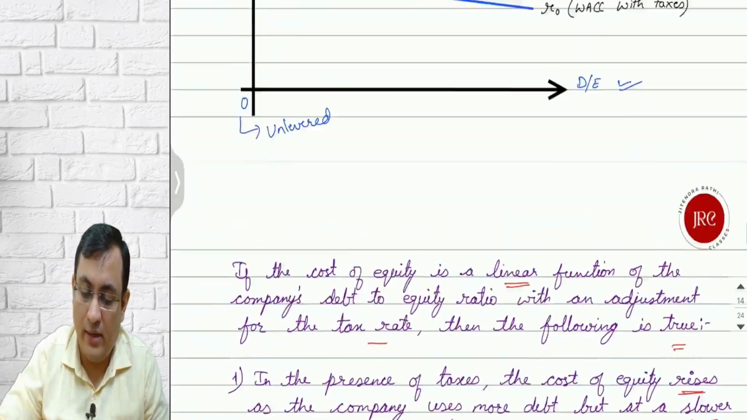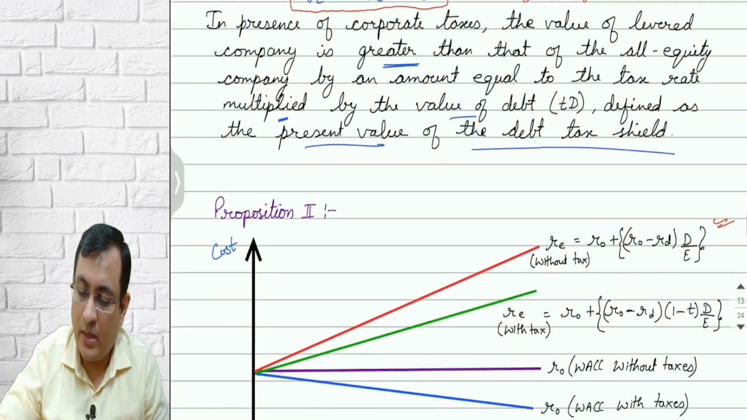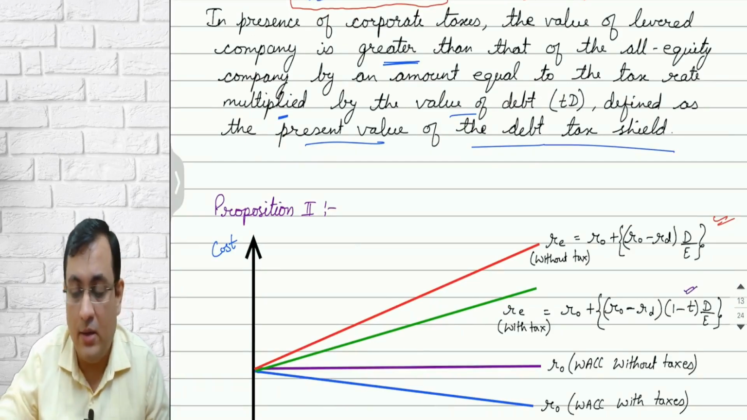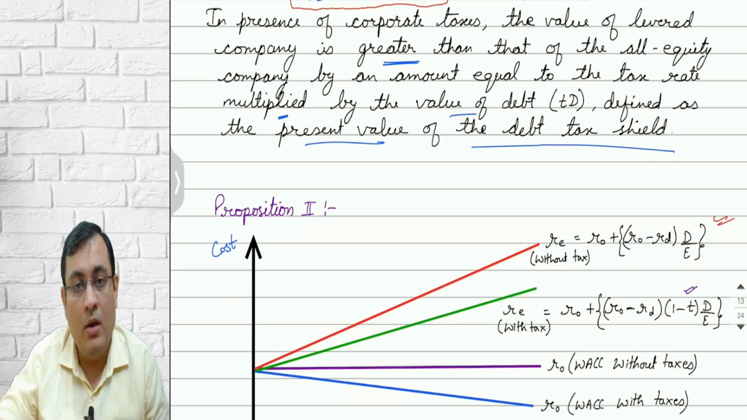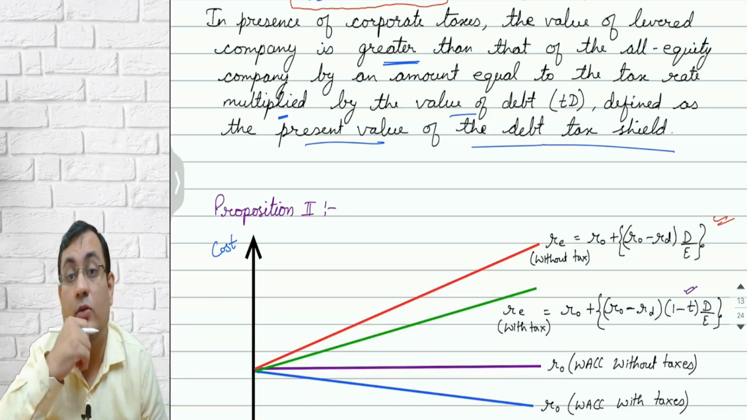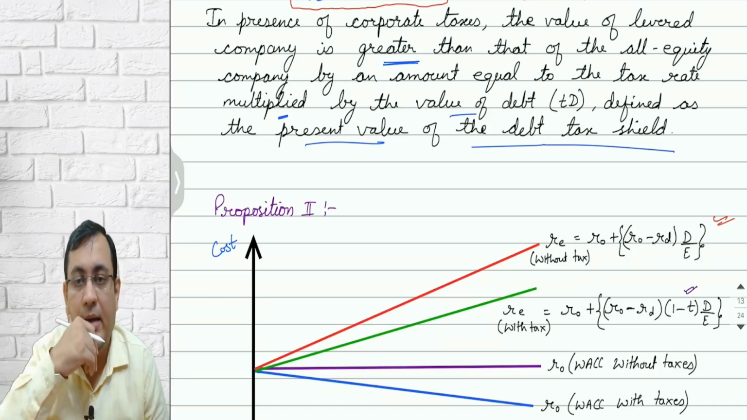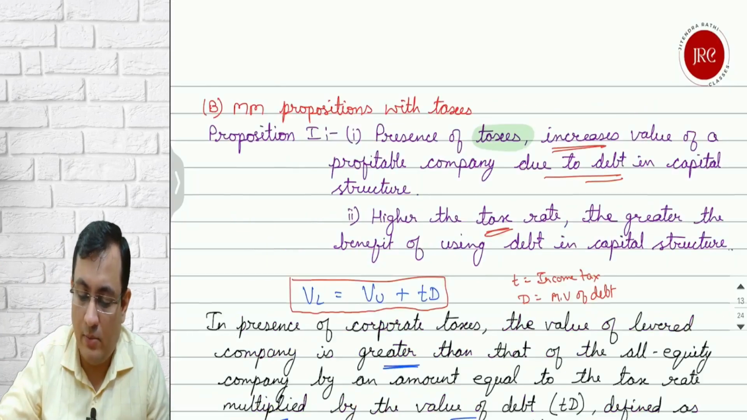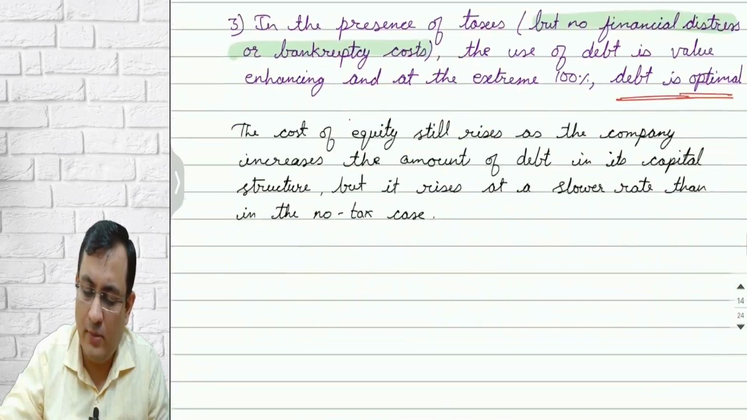So cost of equity, in this case, has one more additional item in the formula: RO, the overall cost of unlevered firm, plus (RO minus RD, that is cost of debt) into (1 minus T). The advantage of tax shield will reduce the cost of equity also, multiplied by D upon E. We are not going for the complete derivation, we are directly using this formula.